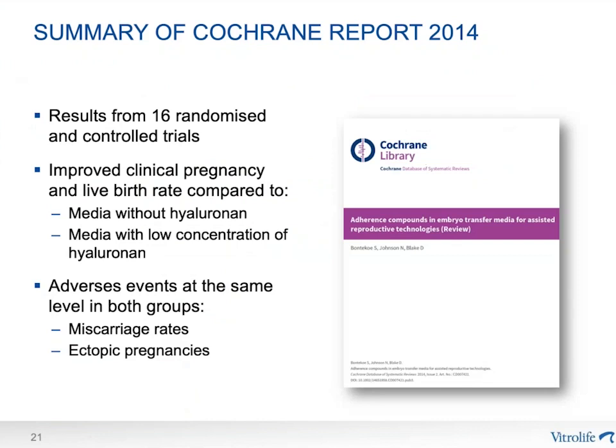The last Cochrane report in 2014 on adherence compounds and embryo transfer considered 16 randomized controlled trials. The conclusion was that there were improved clinical pregnancy and live birth rates compared to media without hyaluronan at transfer, but also compared to media with low concentrations of hyaluronan at transfer. Such media include the G series of media, which have 25% the levels of hyaluronan compared to Embryoglue. When the adverse effects were examined, they were the same in both groups with regard to miscarriage and ectopic pregnancies.